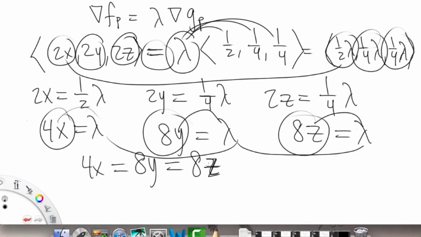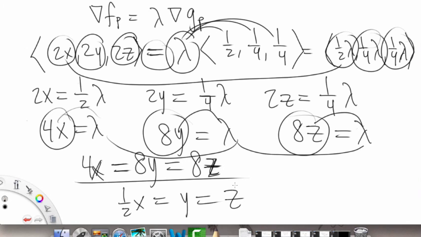And we did that via the lambdas. Here we didn't even have to know what lambda was. We don't know if it's 2 or 500 or anything like that. We just used it as a thoroughfare or a pathway to get to what we wanted, which was a relation between x, y, and z. Now I'm just going to divide by 8, and we'll see what we get. So we have 1/2 x is equal to y is equal to z when you divide everything by 8.